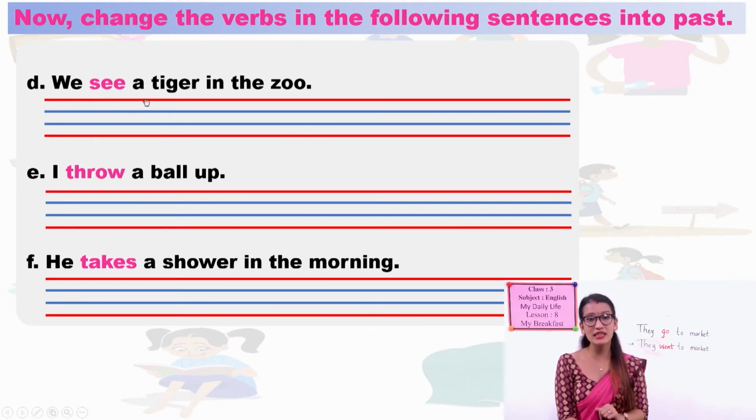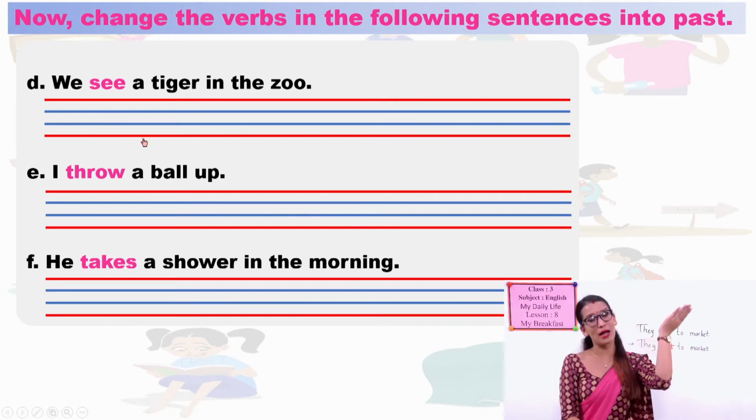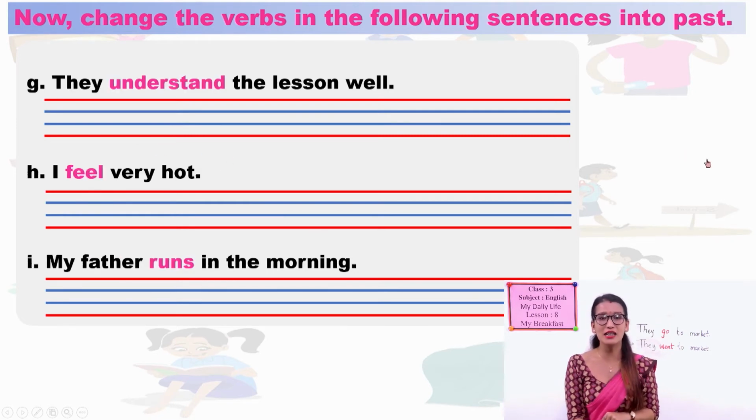Yes? We see a tiger in the zoo. We saw a tiger in the zoo. That means saw, past tense of see right now. Yes or no? This sentence is also for you to read. Try to read and do it.